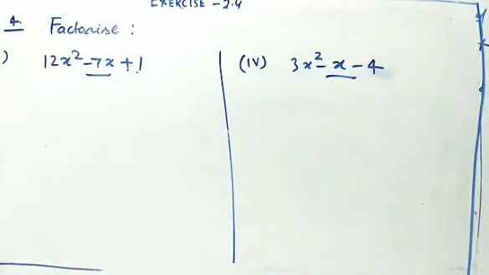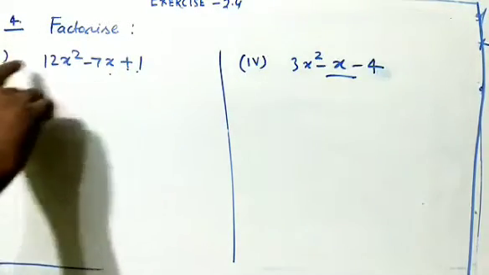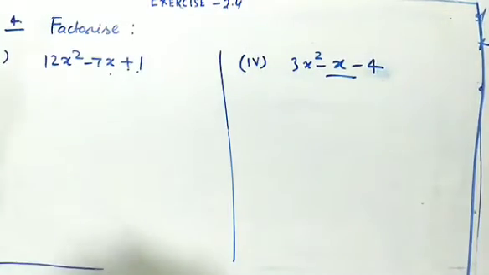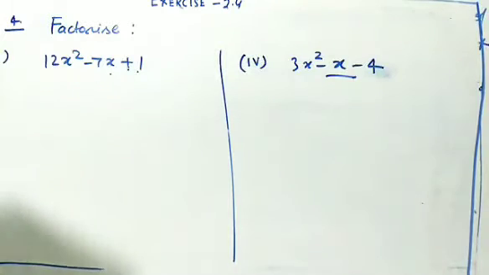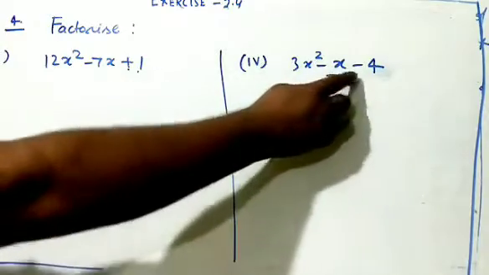So next question, question number 4. We have to factorize. I am taking 12x square minus 7x plus 1 as the first part, and the last part 3x square minus x minus 4. So we have to factorize these equations. This is a very important concept because you will find these types of question in class 10th also. So listen carefully. The basic concept of this question is that you have to split the middle term. Middle term 7x and this is x.